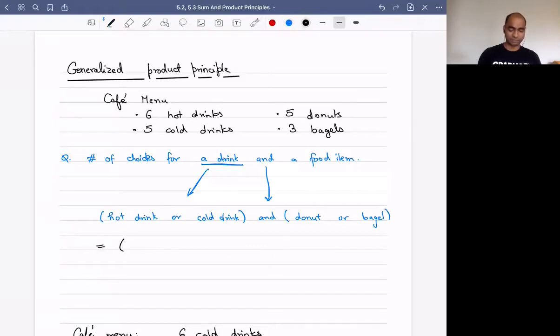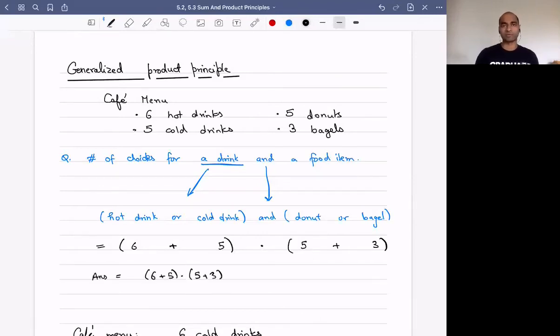And the number of choices for hot drinks is 6. Number of choices for a cold drink is 5. For a donut is 5. For a bagel is 3. And then I'm choosing either hot or cold, so I'll add it here. I'm choosing either a donut or a bagel, so I'll add it here. And then I'm choosing both a drink and a food item, so I'll multiply here. So that's my final answer. So these are the total number of ways for me to make choices.